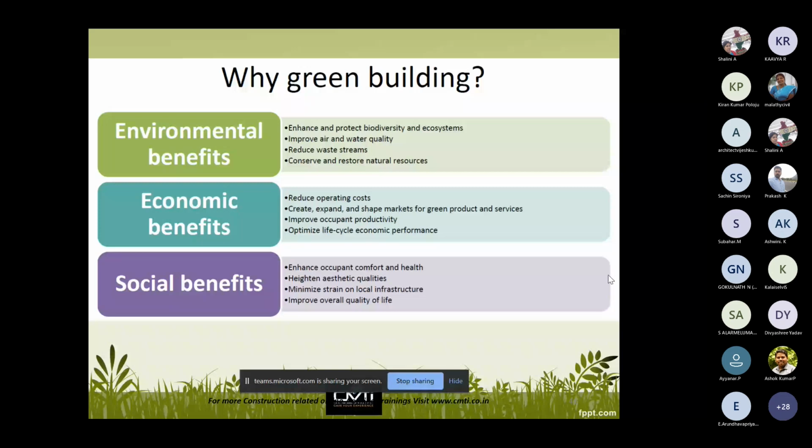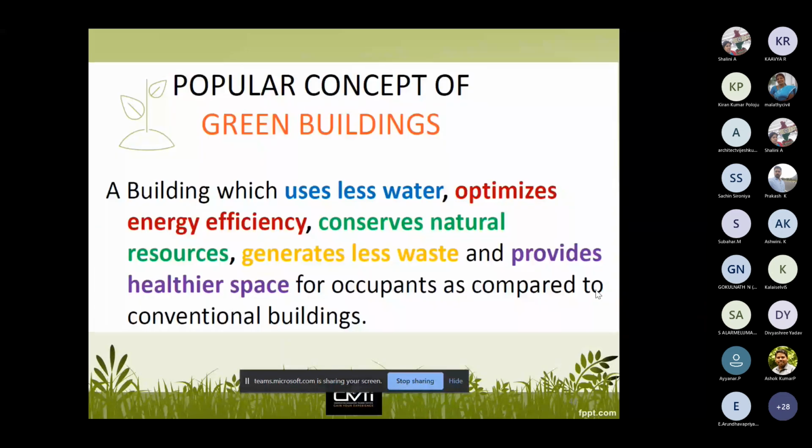This I already spoke about. A building which uses less water, optimizes energy efficiency, conserves natural resources, generates less waste, and provides a healthier space for occupants as compared to the conventional building. Both buildings look similar, green building and conventional building. Only the functionalities and the resources used for the construction and for the building are different. The external appearance will look the same. So by seeing the building, you can't say this is a green building, this is a non-green building.